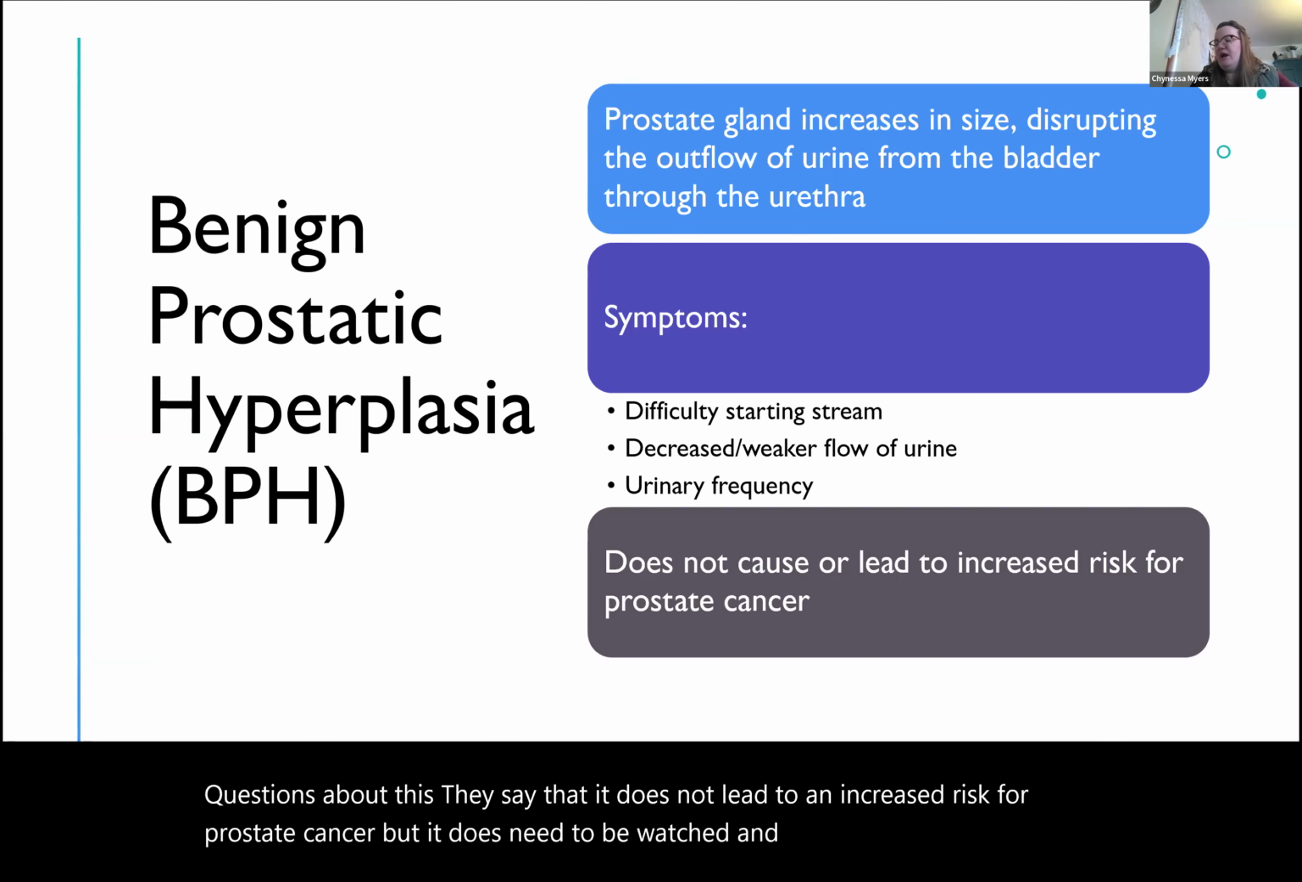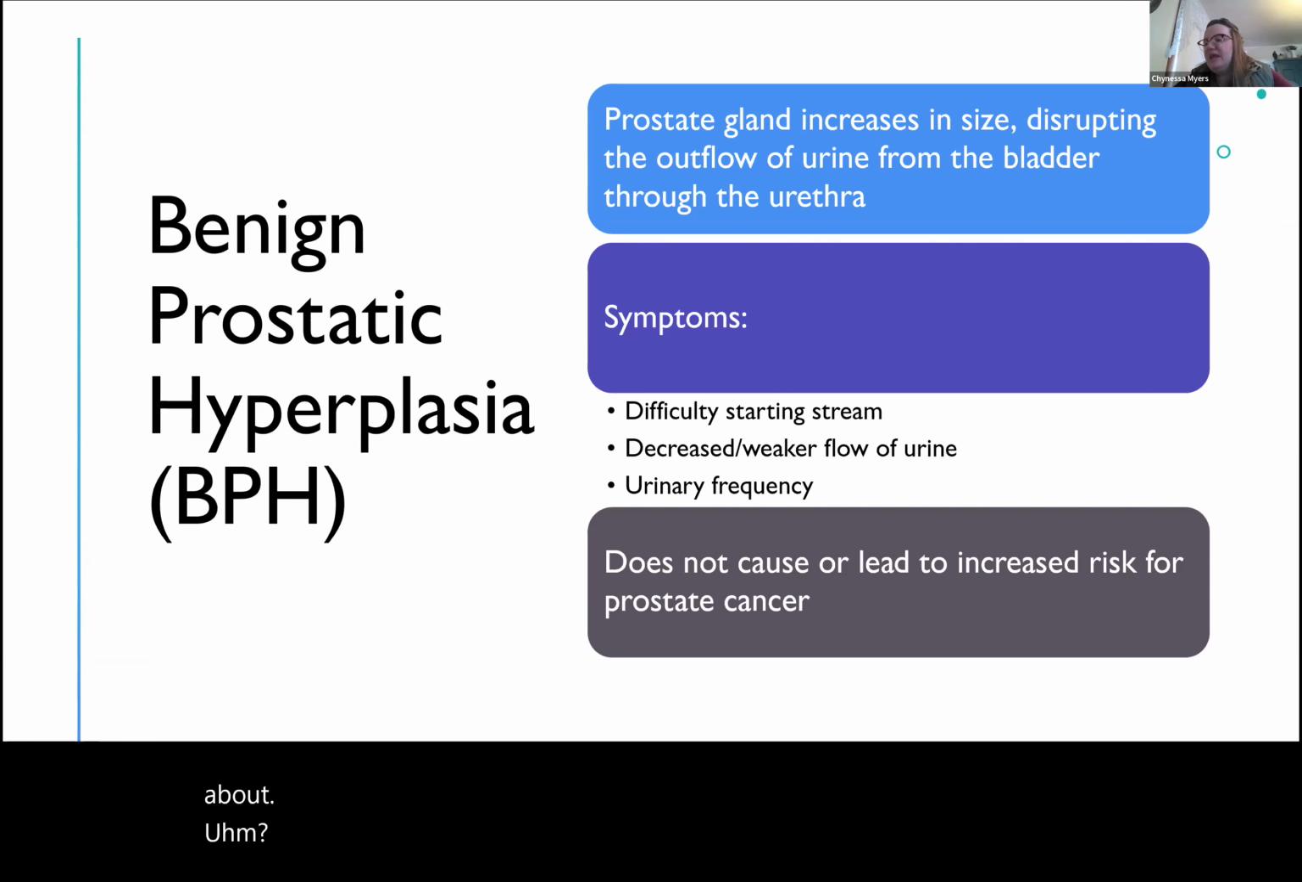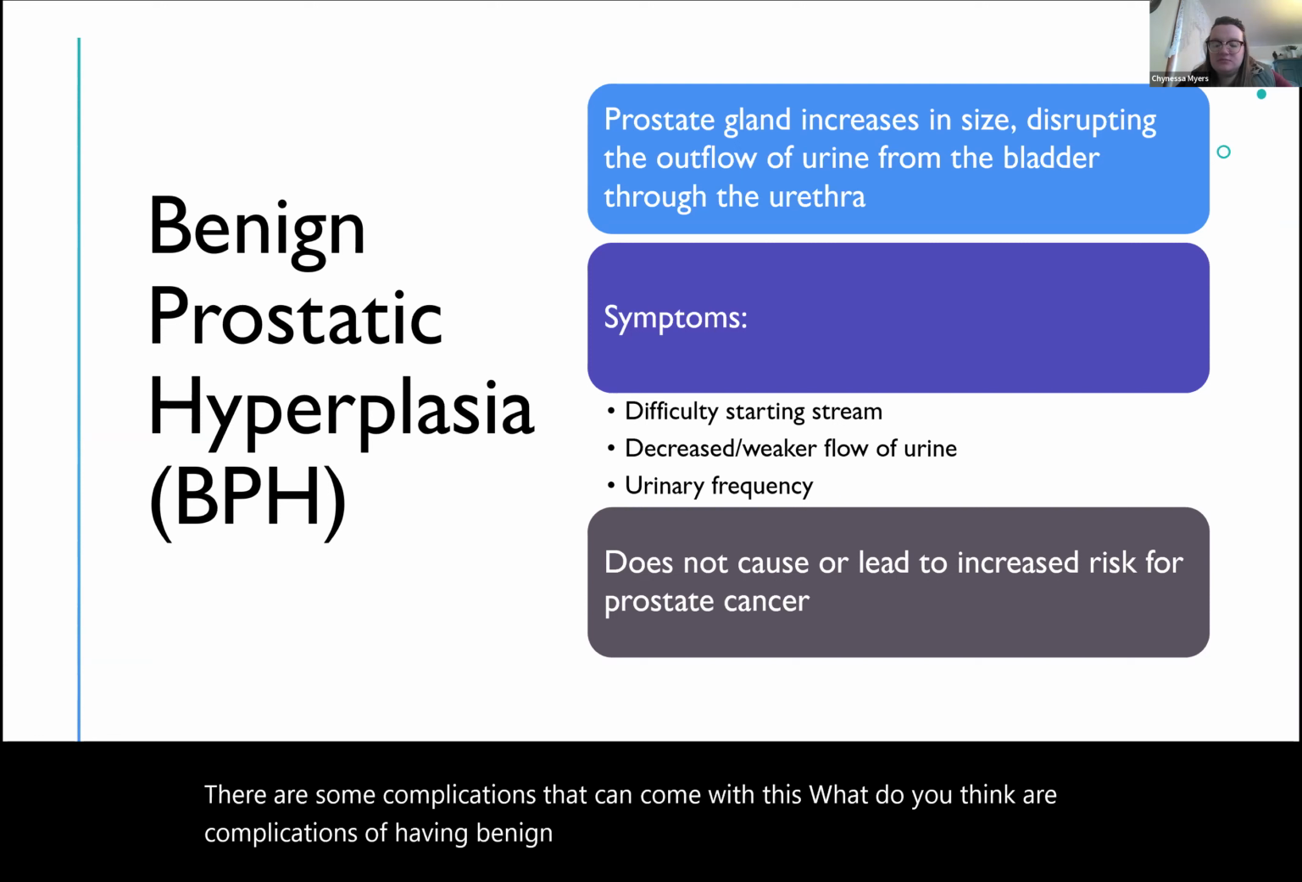We did talk about prostate cancer last semester when we did that simulation for Frederick Clark. Okay. There are some complications that can come with this. What do you think are complications of having benign prostatic hyperplasia? What are some concerns we have that we're watching our patients for?